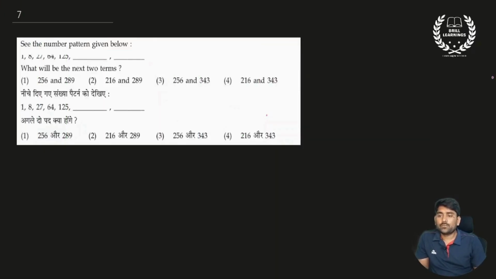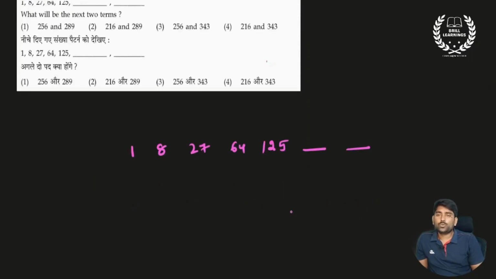See the number pattern given below. Here we have one pattern: 1, 8, 27, 64 and 125. Now we need to find these two positions. So these are the cubes. It is better to mug up squares up to 30 and cubes up to 20. This one is 1 cube, this one is 2 cube, 3 cube, 4 cube, 125 is the value of 5 cube. Next we will get 6 cube and 7 cube.